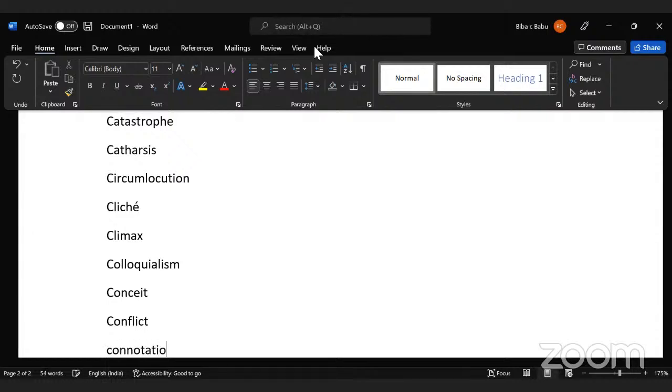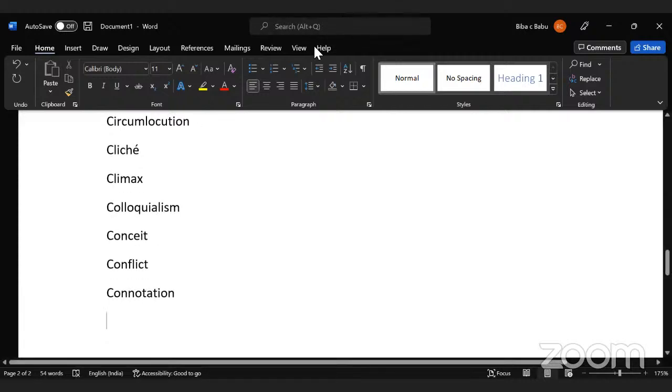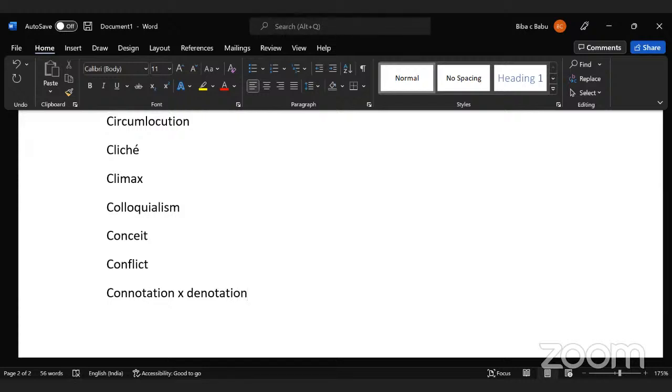Next is connotation. Connotation is an implicit or indirect meaning. The opposite of connotation is denotation. Denotation is the direct meaning, the literal meaning. It is the dictionary meaning. So a dictionary, literal, direct or explicit meaning is called denotation. The opposite of denotation is connotation, that is the indirect meaning.